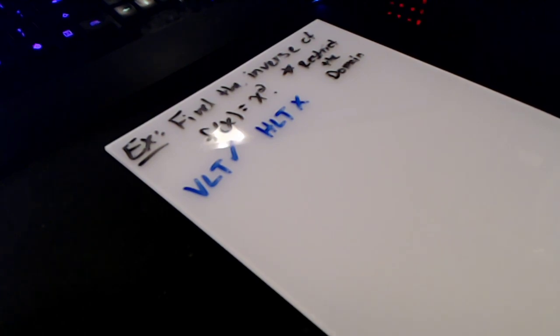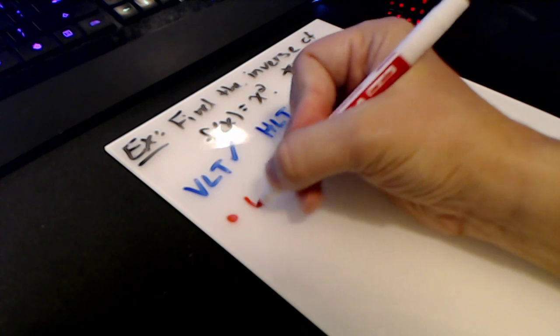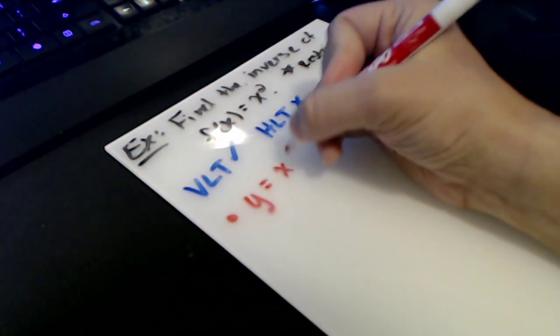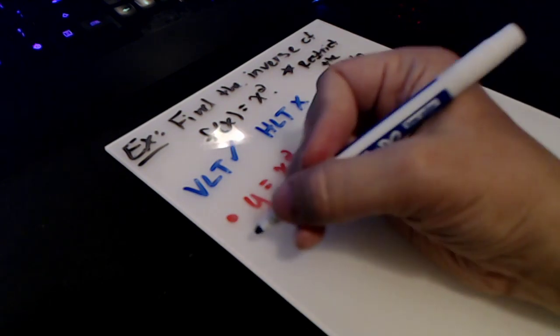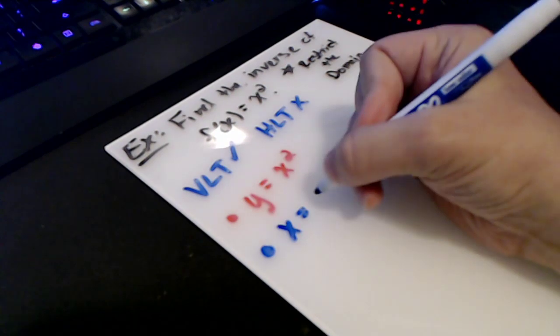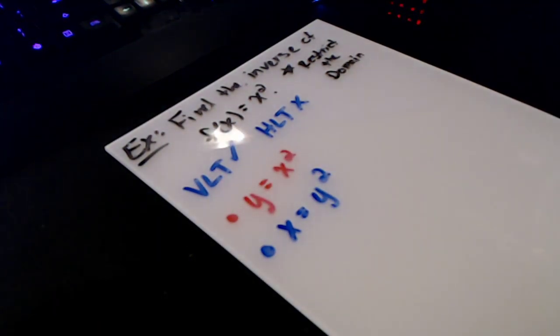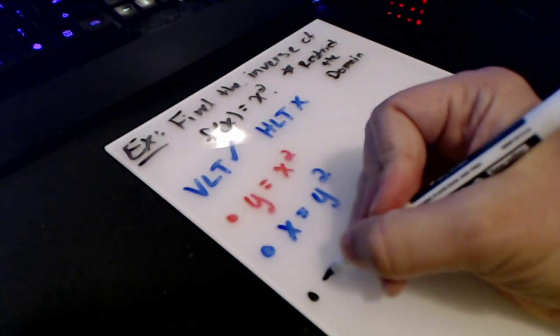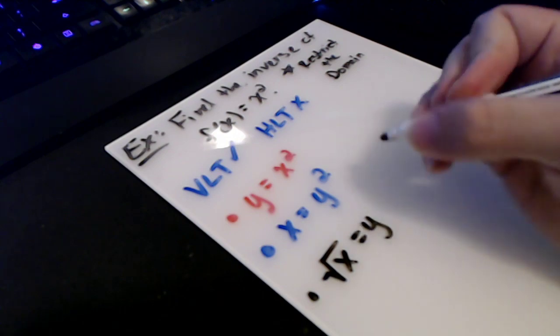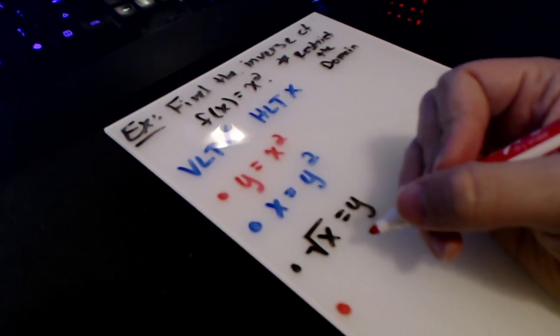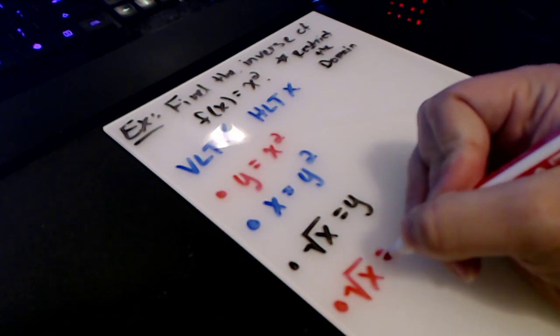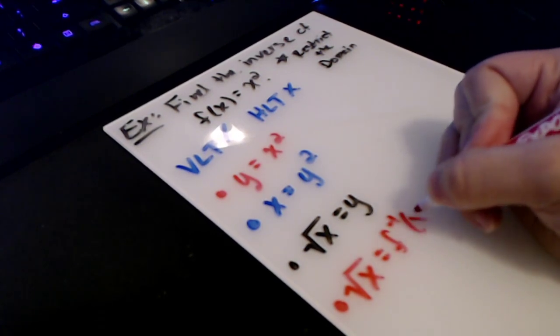And we go, okay, well, we still have to follow our basic steps and make y for f of x. So we get y equals x squared. Then we come over here and swap these out. And if I'm solving for y, I take the square root of each side, and I get the square root of x is equal to y. And then, just like before, I change y to be f inverse of x. So, square root of x equals f inverse of x.